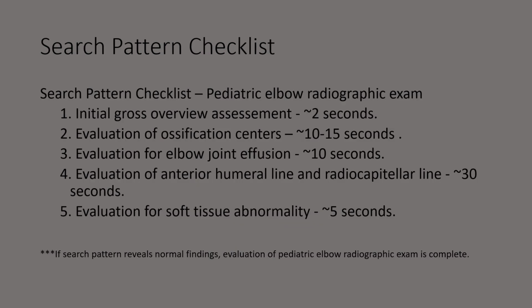A search pattern checklist is a useful tool. For the pediatric elbow radiographic exam, the search pattern checklist should include 1, initial gross overview assessment, 2, evaluation of ossification centers, 3, evaluation for elbow joint effusion, 4, evaluation of anterior humeral line and radiocapitellar line, and 5, evaluation for soft tissue abnormality.